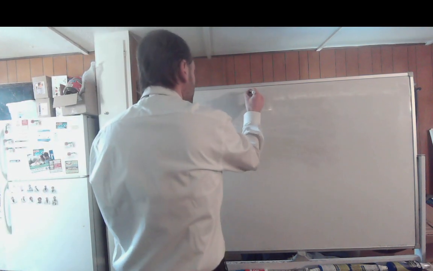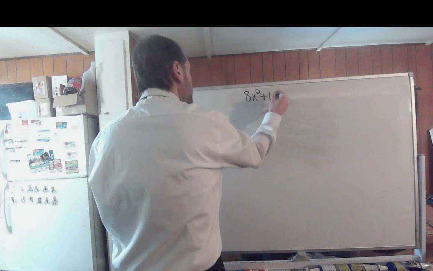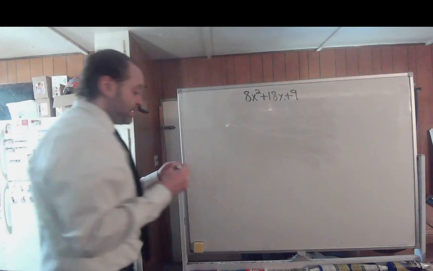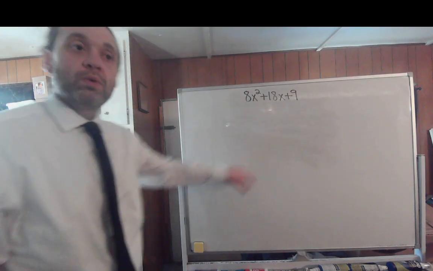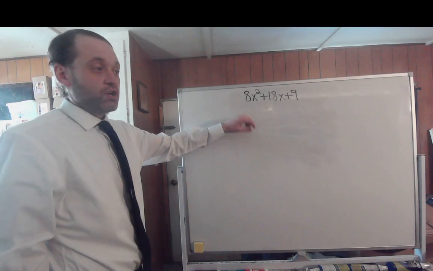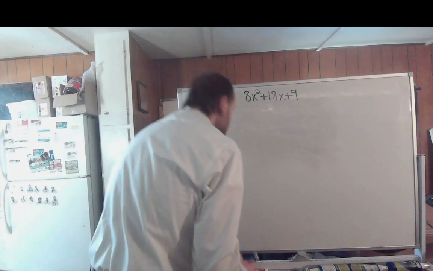All right, what's next? We have 8x squared plus 18x plus 9. So we have the equation 8x squared plus 18x plus 9. Well, your leading coefficient, which is the coefficient on the x squared term, is 8. So this is where it gets interesting.